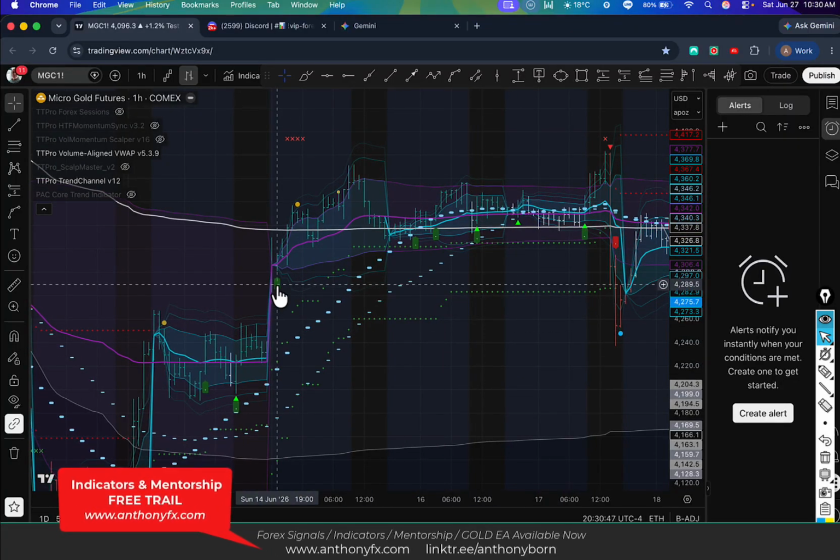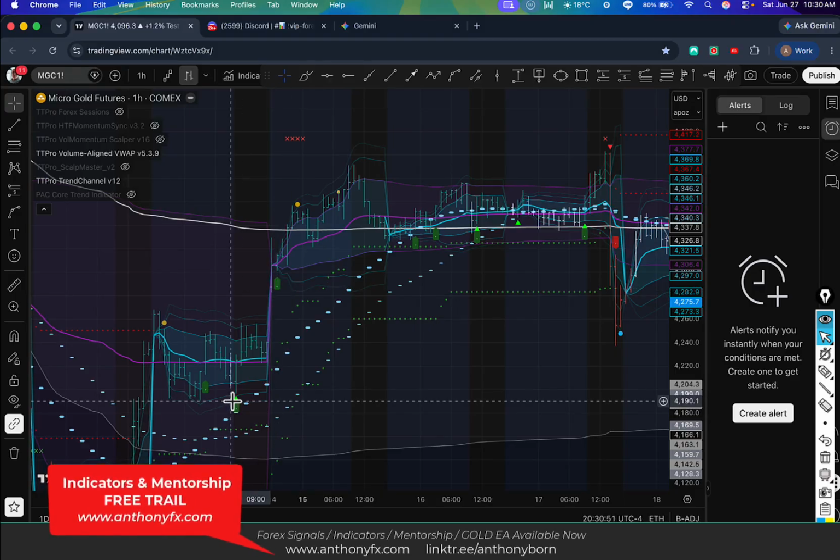So the VWAP breakout is this label that you see here with a little dot, and the trend shift is the up and down triangles.